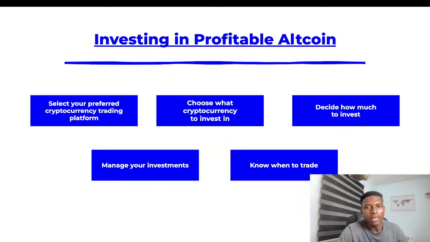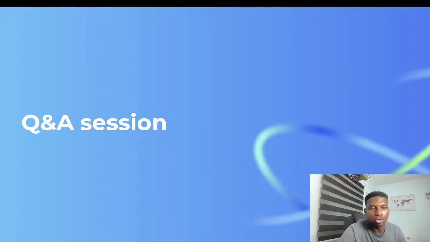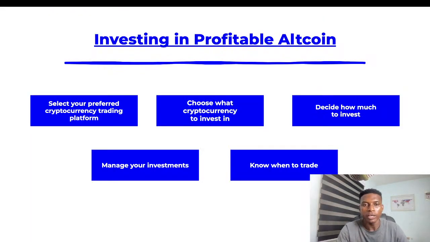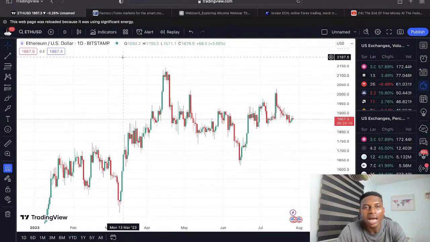Now, to invest in a profitable altcoin, select your preferred crypto trading platform like OctaFX. We have different cryptocurrencies on there. Then choose what cryptocurrency to invest in. Decide how much you want to invest, manage your investment, and know when to trade. So now let me do a quick analysis on an altcoin.